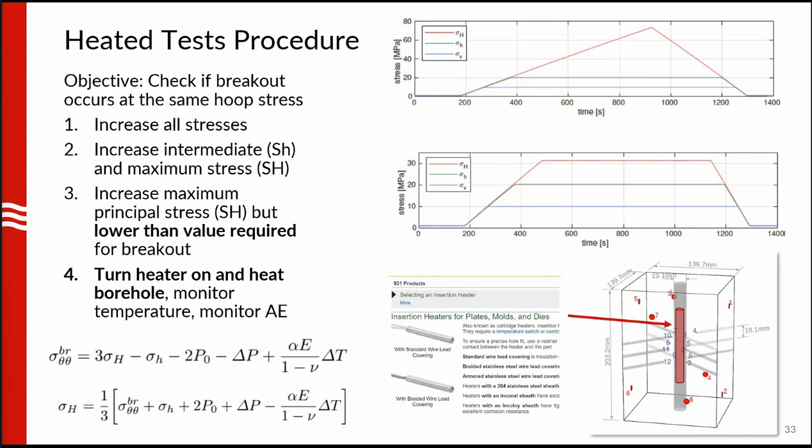So the next step is to do a heated test, because we're interested in thermal breakouts. The objective here is that we want to check if breakouts occur at the same hoop stress, when the hoop stress is caused by the far field stress plus the thermal stress. So on the top right is the procedure of a regular room temperature experiment, but in a heated experiment, what we did is we didn't raise the final sigma H, the red one, until the breakout forms. Well, we kept it constant.